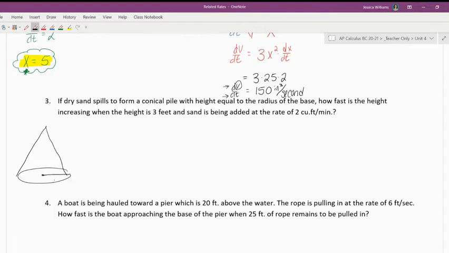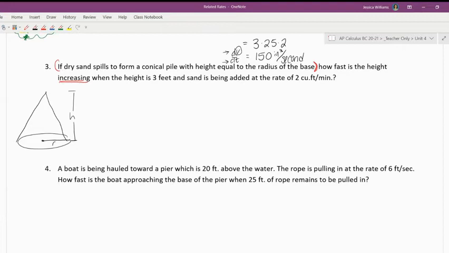So I'm going to call this r. I'm going to call this height. How fast is the height increasing when the height is 3 and sand is being added at the rate of 2 cubic feet per minute? All right, let's finish dissecting the words here. I drew a super great picture, and that took me through here. But now it says, how fast is the height increasing? Increasing is a derivative word because it's talking about a slope. So if they're asking about height increasing, the question is about dh dt.